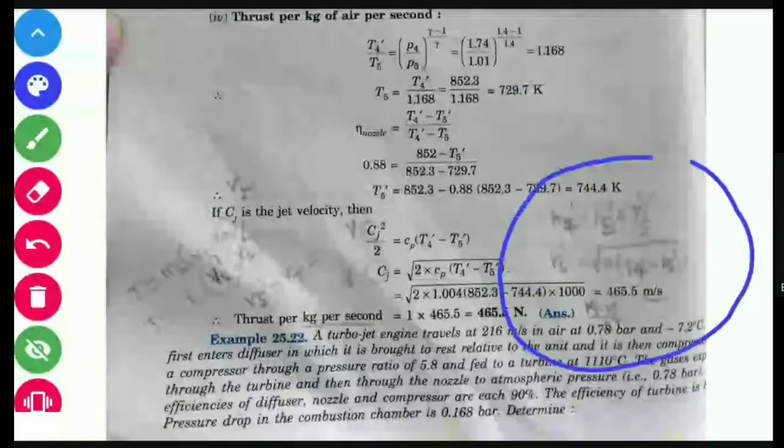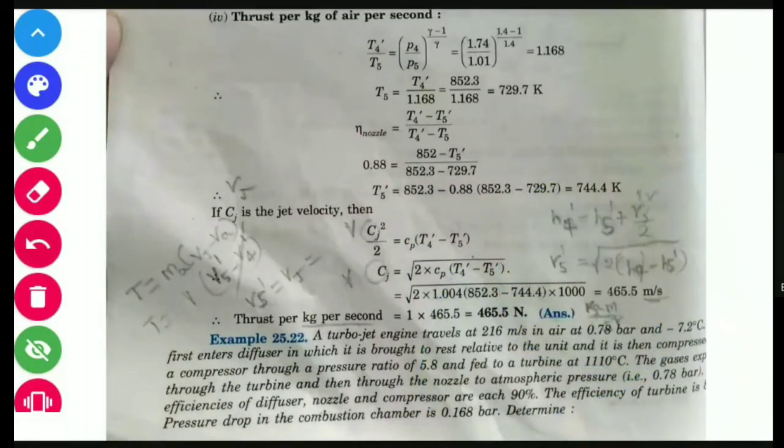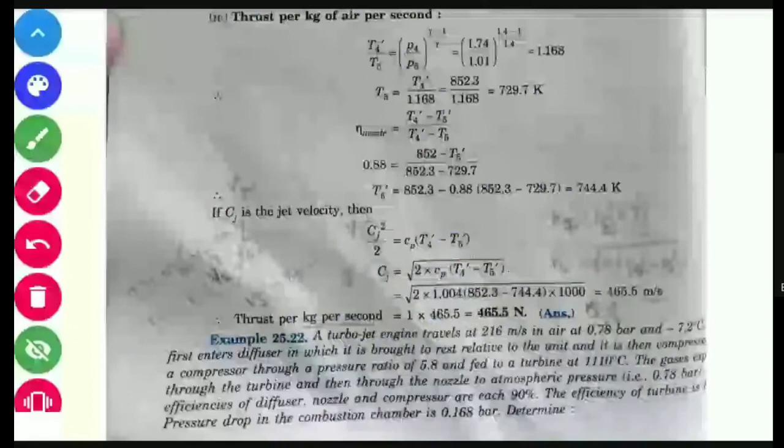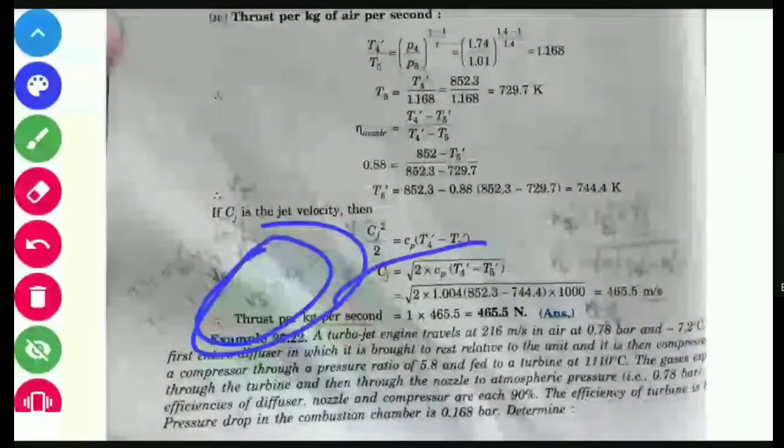See, this is our earlier condition: H4 dash is equal to H5 plus V5 square by 2, where V5 is equal to root of 2 into (H4 dash minus H5). But in place of H4, you have to substitute temperatures, which means Cp delta T. That's why this is the final equation. C indicates V, C or V are both the same. So Vj or Cj or V5 are the same. This is the final equation.